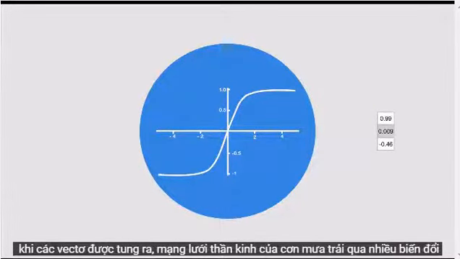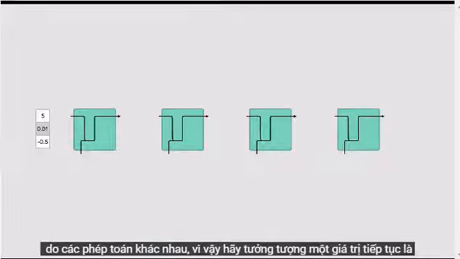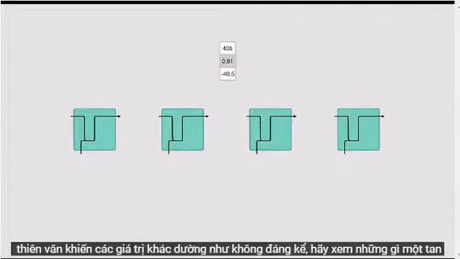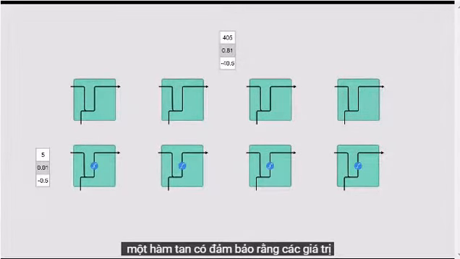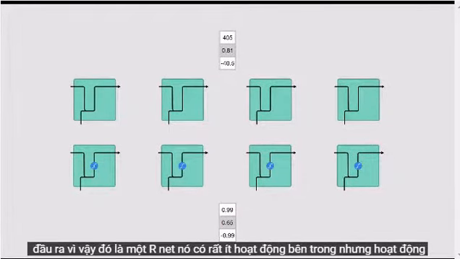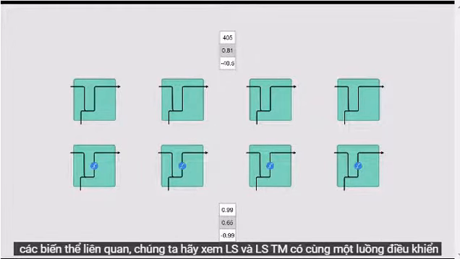When vectors are flowing through a neural network, they undergo many transformations due to various math operations. So imagine a value that continues to be multiplied by, let's say, 3. You can see how some values can explode and become astronomical, causing other values to seem insignificant. Let's see what a tanh does. A tanh function ensures that the values stay between -1 and 1, thus regulating the neural network's output. So that's an RNN. It has very few operations internally, but works pretty well. An RNN uses a lot less computational resources than its evolved variants.